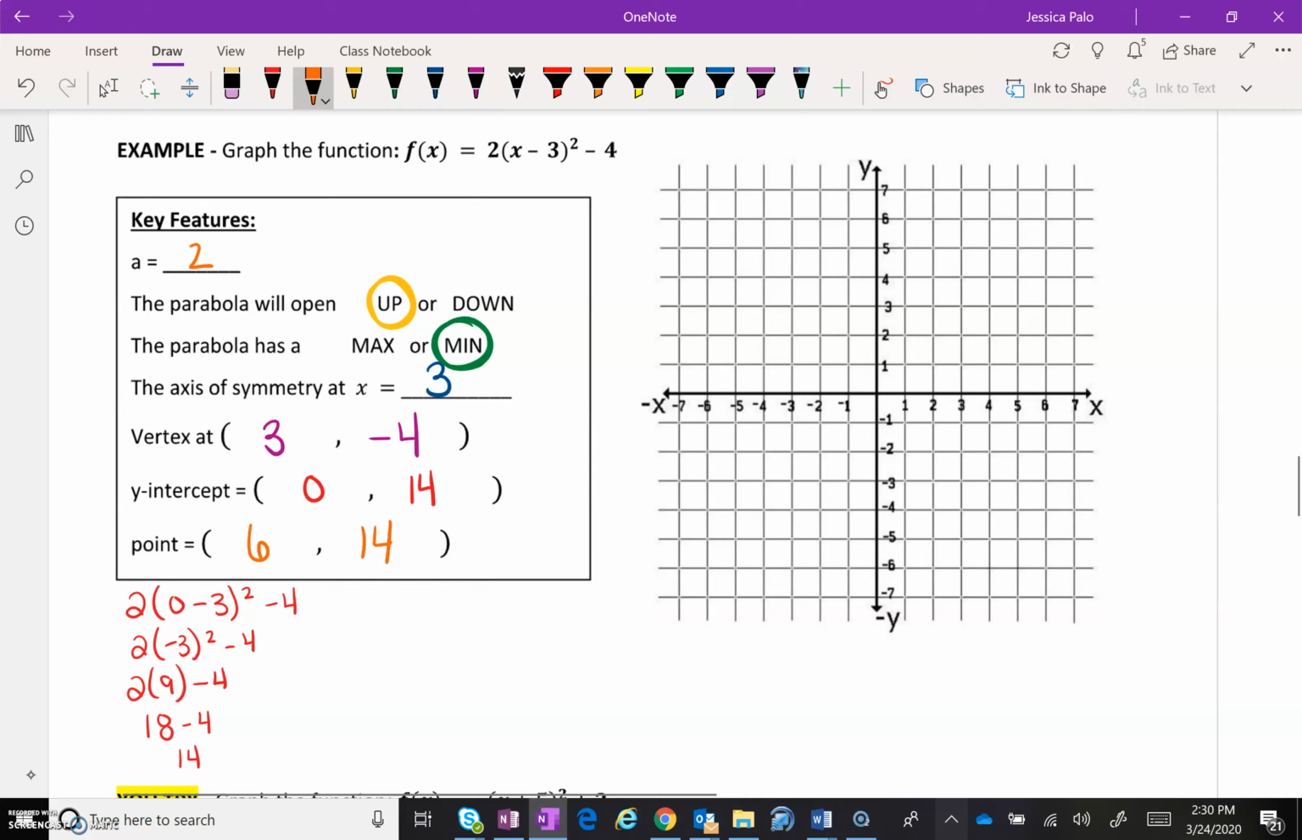Yes, I realize the graph does not go up to 14. Let's count by 2's.